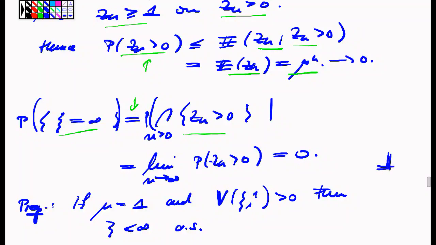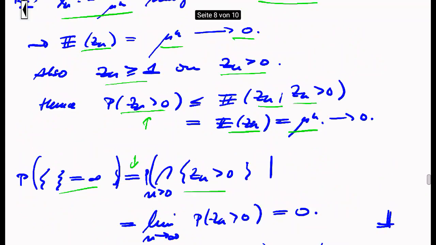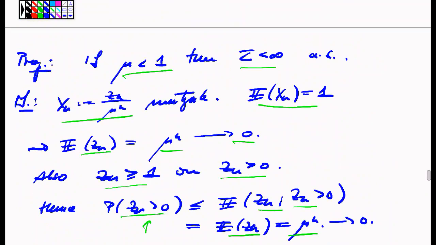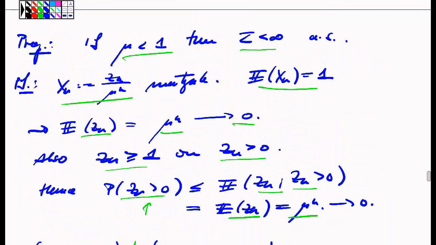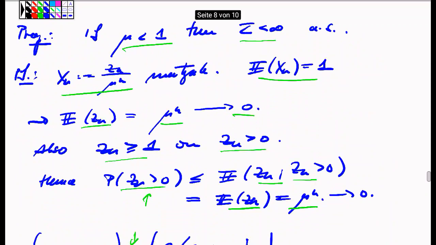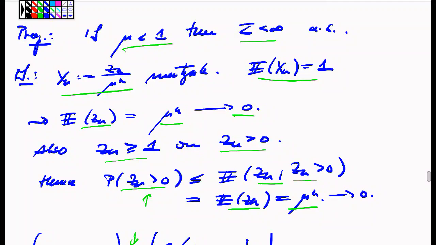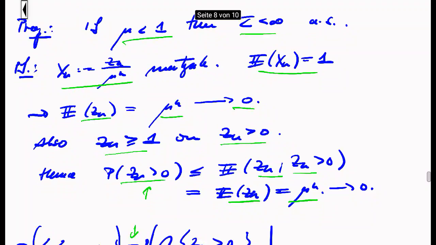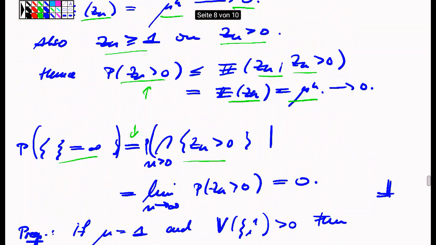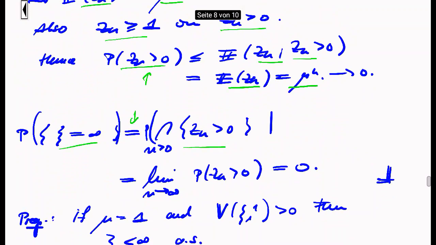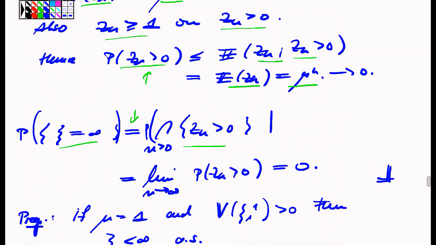So let me say it again. We have just convinced ourselves that when the Galton-Watson process is subcritical, so when the mean offspring is strictly smaller than 1, then the family gets extinct in finite time almost surely.